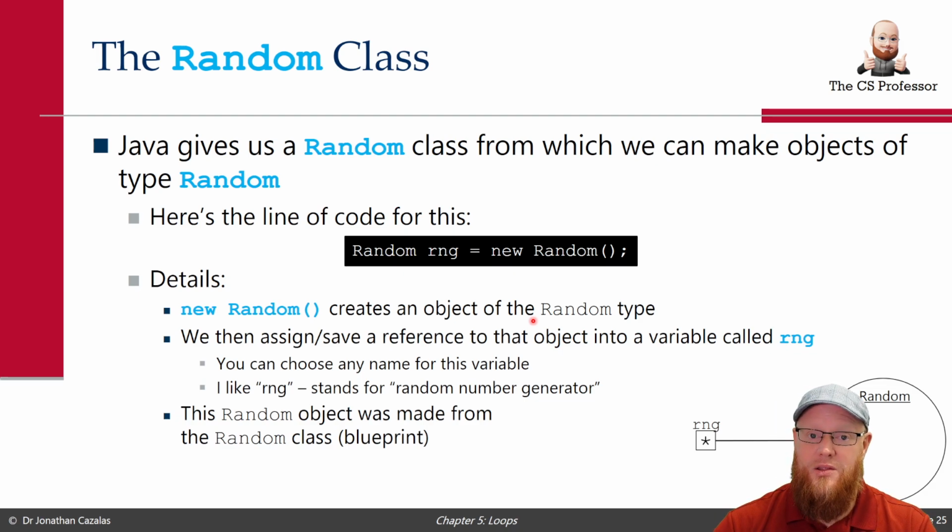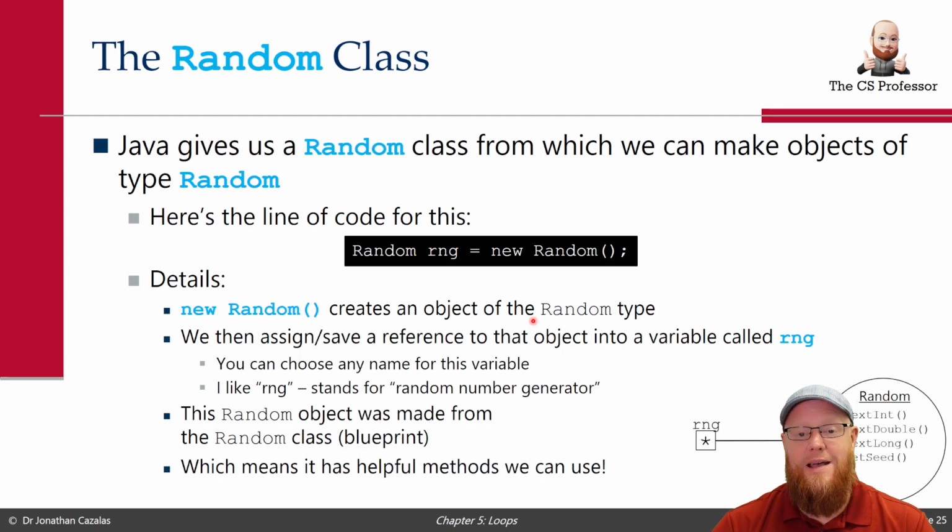This Random object was made from the Random blueprint, the Random class. And as a result, it has many helpful methods that we can use to generate random numbers. nextInt sounds like Scanner.